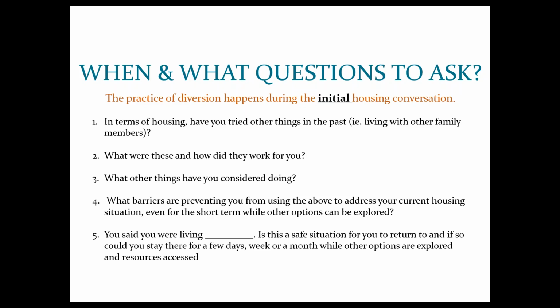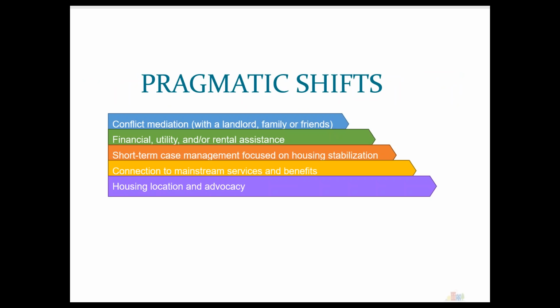Next slide. What are we doing to divert people? We are making pragmatic shifts to divert people. As you can see from the previous slide, conflict mediation is your bread and butter. We are problem solvers first and foremost. During that initial housing conversation, we are discussing ways in which we can help people stay out of the shelter, because too often, once they get into the shelter, there's less urgency on their part to try to find something else to solve their issues.